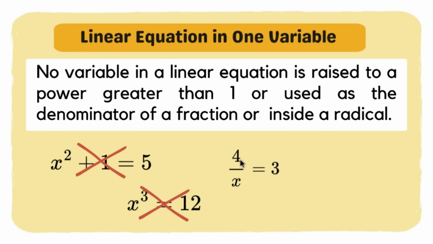Ano pa po? We have here 4 over x is equal to 3. This is also not a linear equation because the variable x is in the denominator. Hindi po pwede yun. Okay? In our linear equation, no, ang ating variable lang ay nasa numerator if it is in a fraction form. Okay, what else? We also have here the square root of x plus 2 is equal to 5. This is not also a linear equation because the variable x is inside the radical. Okay, hindi po pwedeng ganon. Alright, so there you go. Those are examples of not linear equations.